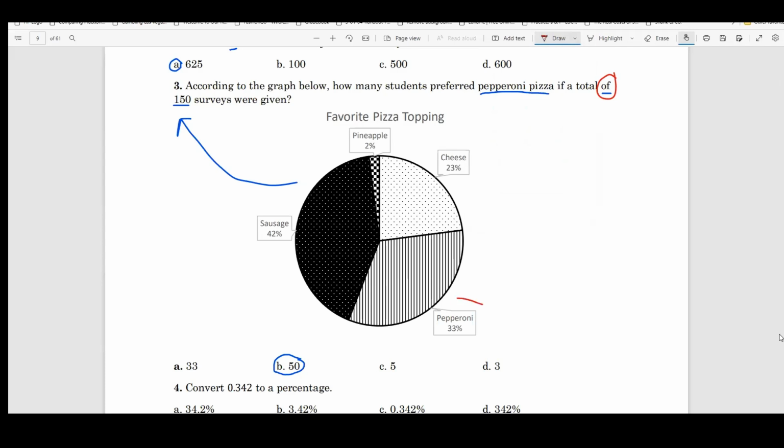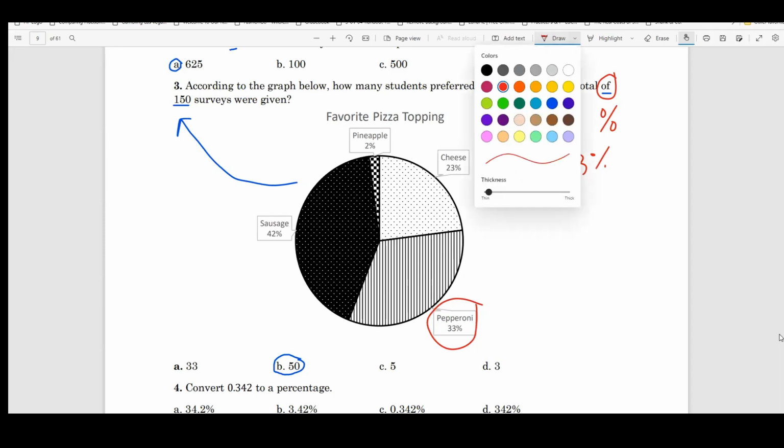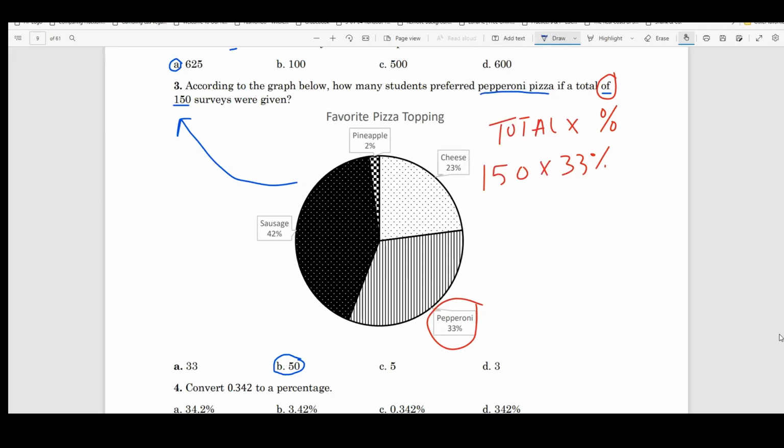So I know that pepperoni accounts for 33%. If I do my total times the actual percentage, that will give me the value that I'm looking for. So I know there's a total of 150 times 33%. You can't do the math of percentages by multiplying with it in percent form. You have to convert it to a decimal. That's a sub skill that you have to know in order to solve this. So we go two places to the left, which gives me 0.33, times 150, which gives me 49.5.